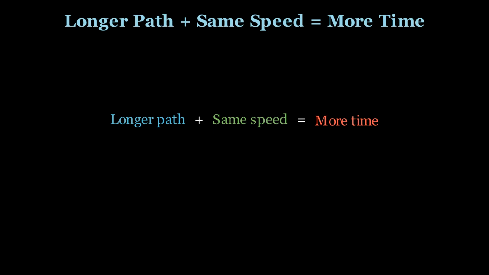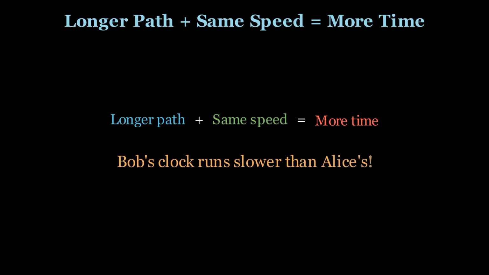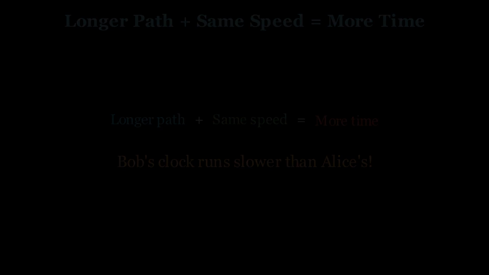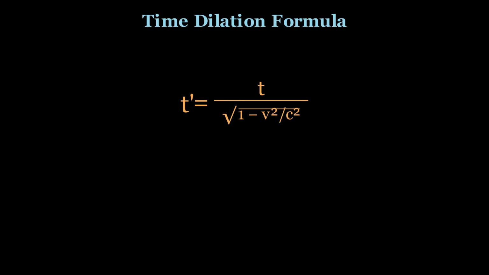T prime equals t divided by the square root of 1 minus v squared over c squared. Let me break this down. T prime is the time experienced by the moving observer. That's Bob's time. T is the time experienced by the stationary observer. That's Alice's time. V is the velocity of the moving observer. And c is the speed of light, approximately 300,000 kilometers per second.